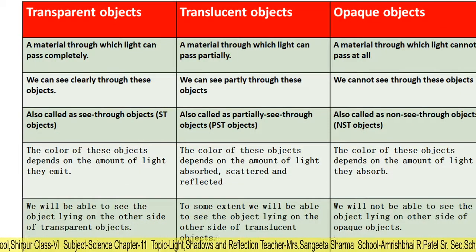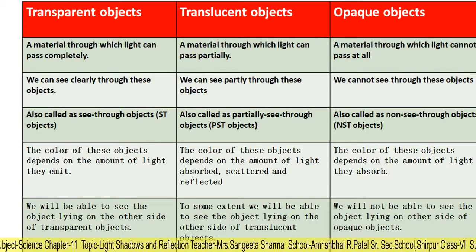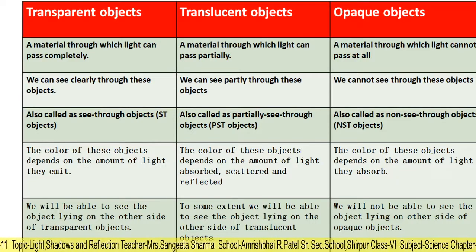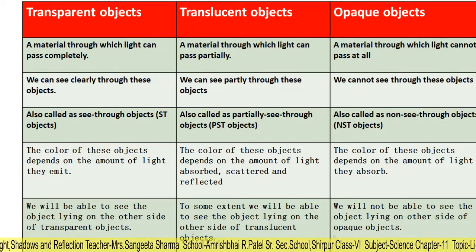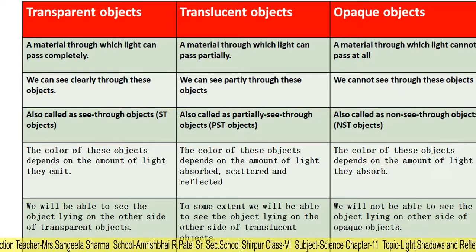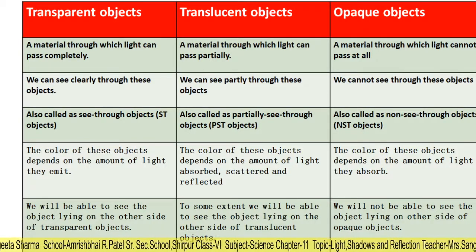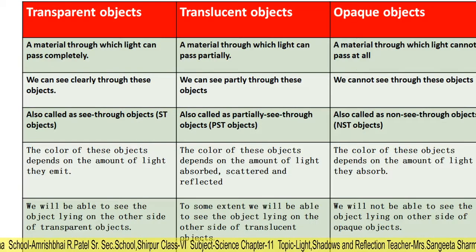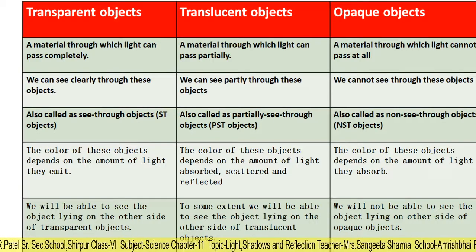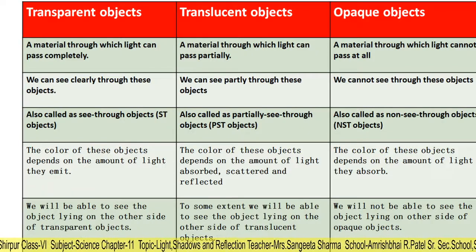Now what are the differences between transparent, translucent and opaque objects? As we can see, there is a definition for each. A material through which light can pass completely is called a transparent object. A material through which light can pass partially is known as a translucent object. And a material through which light cannot pass at all is known as an opaque object. We can see clearly through transparent objects, we can see partially through translucent objects, and we cannot see through opaque objects.